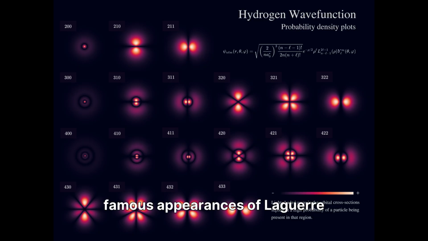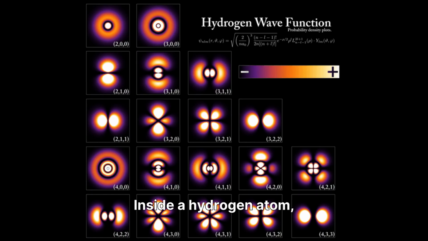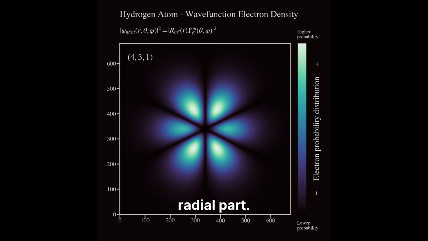One of the most famous appearances of Laguerre polynomials is in the structure of hydrogen's electron wave functions. Inside a hydrogen atom, the electron is described by a wave that spreads out from the nucleus. This wave has two components: an angular part, which depends on direction, and a radial part, which depends on distance from the nucleus. Laguerre polynomials govern this radial part.